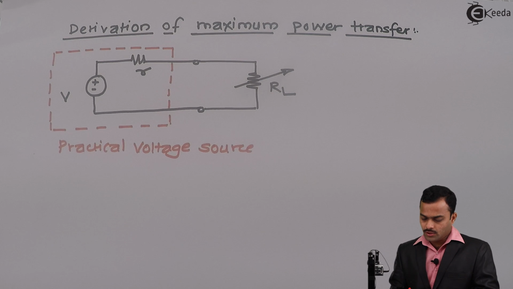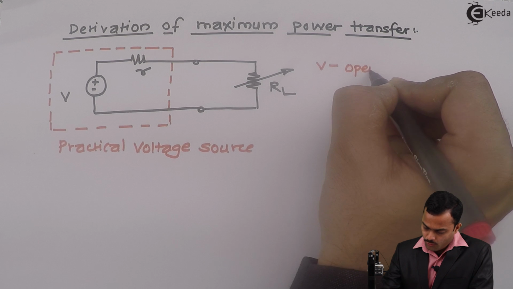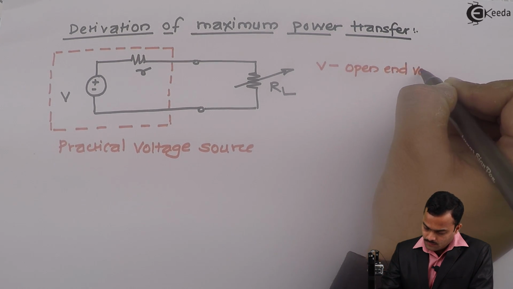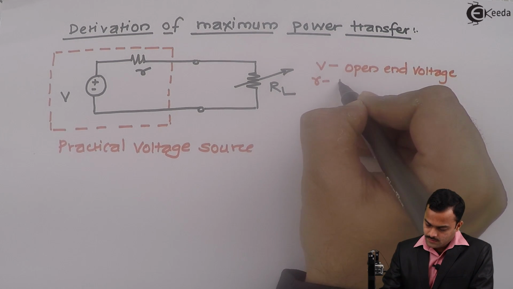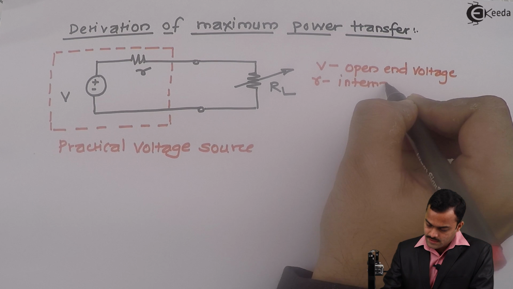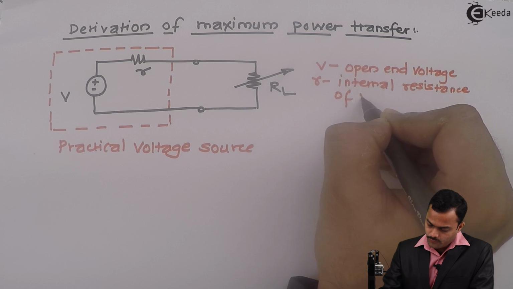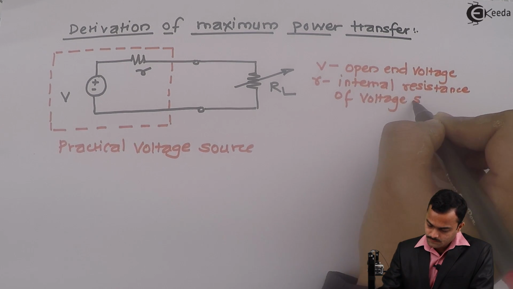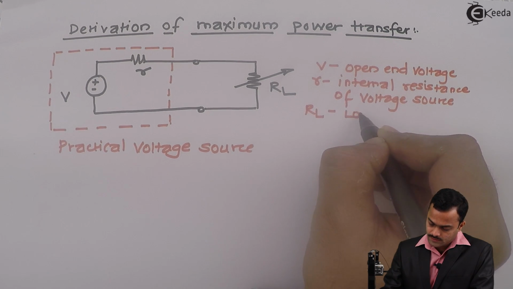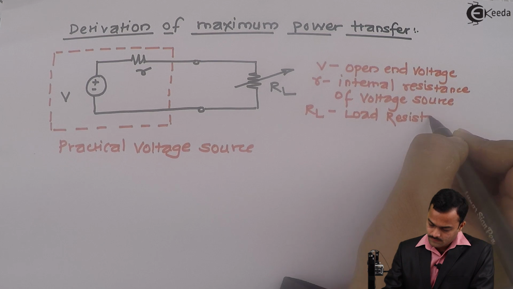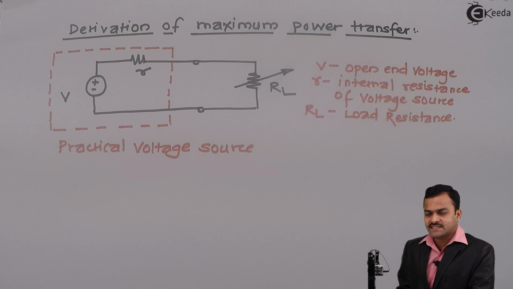So I will write all the notation once again. V is the open end voltage, R is internal resistance of the voltage source, and RL is the load resistance. So let's derive the condition for maximum power transfer.